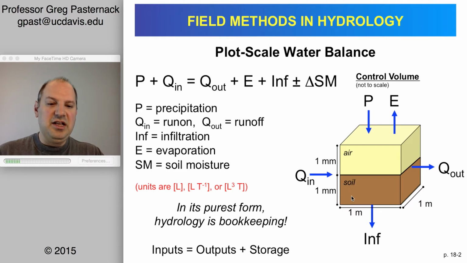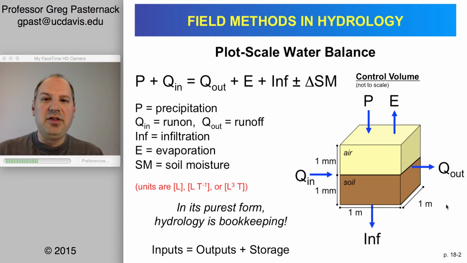In addition, the soil and the air may contain soil moisture. That total volume isn't what's important, but the change in that volume. So I've got that symbolized here as plus or minus delta SM. Okay, delta just being change in that soil moisture or air moisture. So remember, this is the basic water balance for a bare surface.